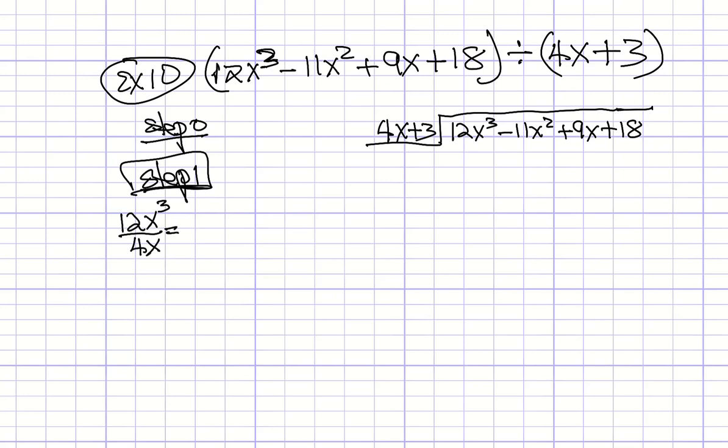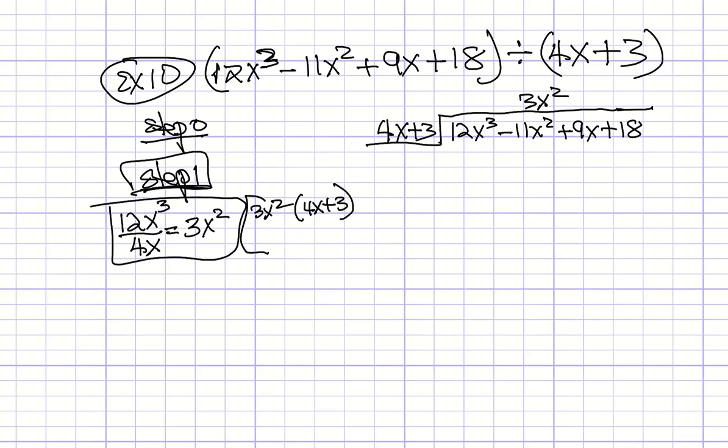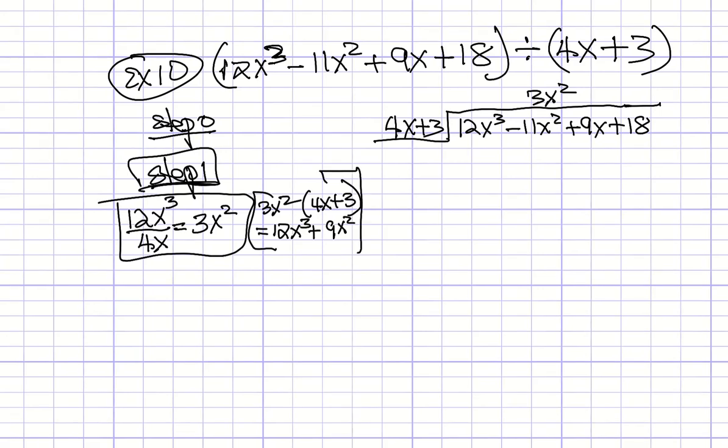What do you get from there? You get 3x squared. Okay, that's what you get there. You take that 3x squared, you multiply by 4x plus 3. See that, right? What do you get from that multiplication? You get 12x raised to the power 3 plus 9x raised to the power 2. So you take that and put it over there.